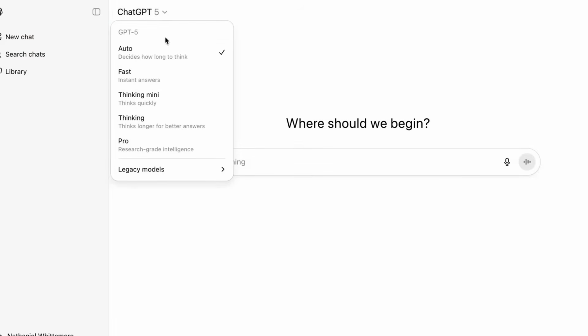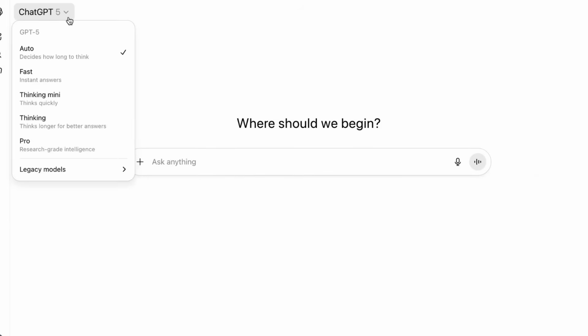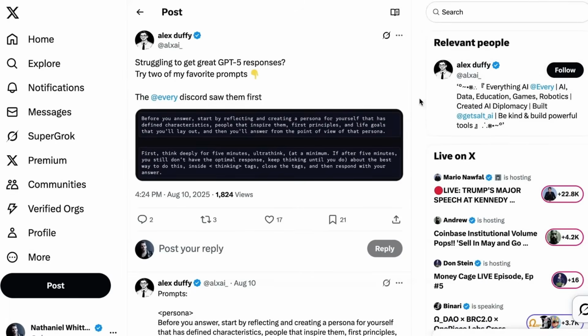Now, it should be noted that they've updated the GPT-5 selector to include auto, which decides for you how long to think; fast, which gives instant answers; thinking mini, which thinks quickly, i.e. a little bit of thinking; thinking, which thinks for a long time for better answers; and then pro, which presumably is the most thinky of all the things. So maybe you could now assume that the UI is taking care of this. However, others are finding prompts to really push GPT-5 to work harder to actually work.